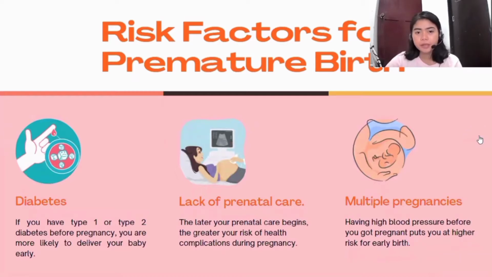Diabetes. If you have type 1 or type 2 diabetes before pregnancy, even for pregnant people who have been well controlled for many years, keeping blood sugar within a healthy range can reduce the risk of premature birth and other risks of diabetes during pregnancy.